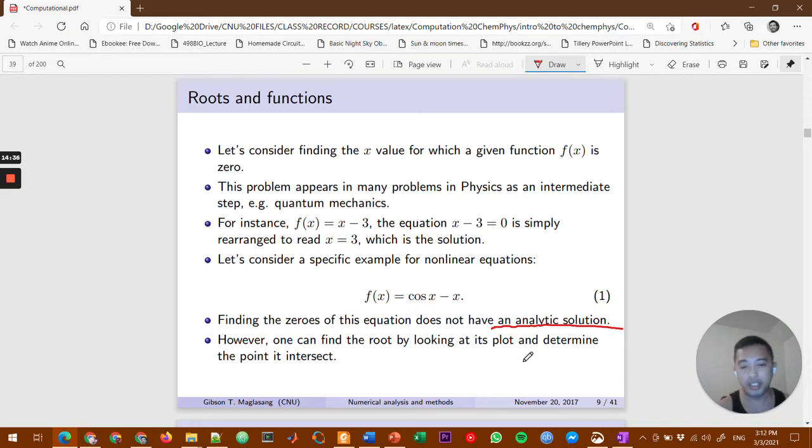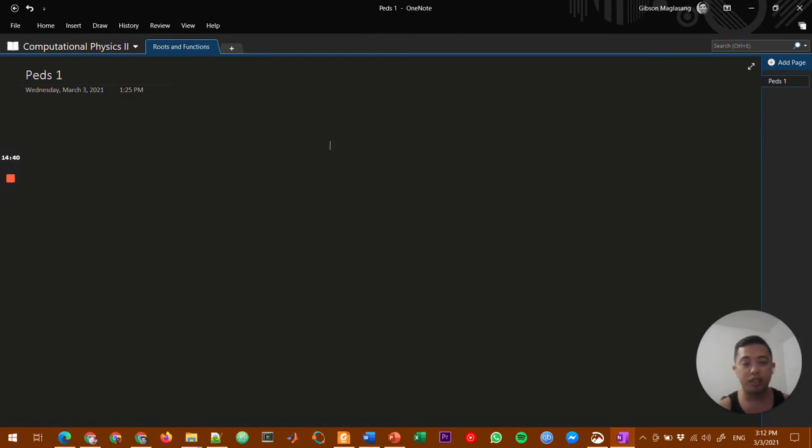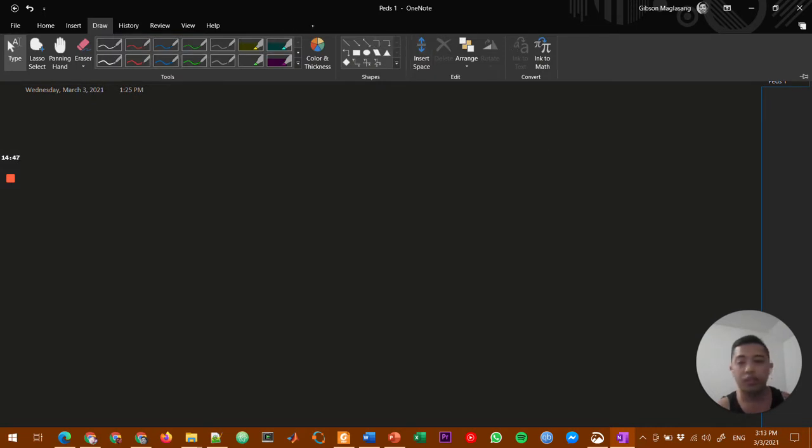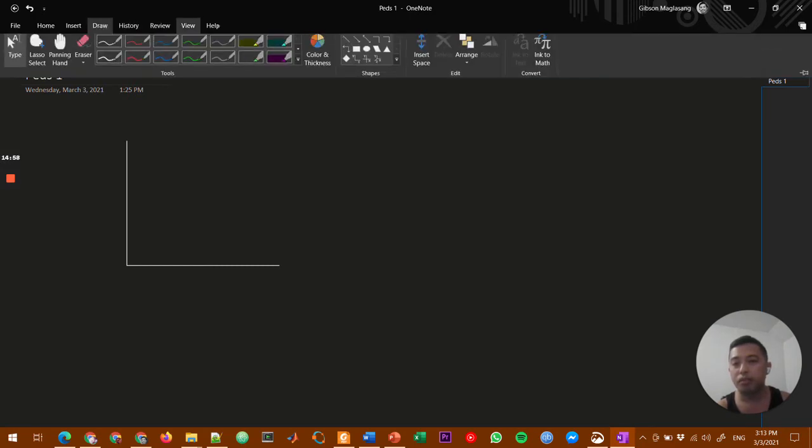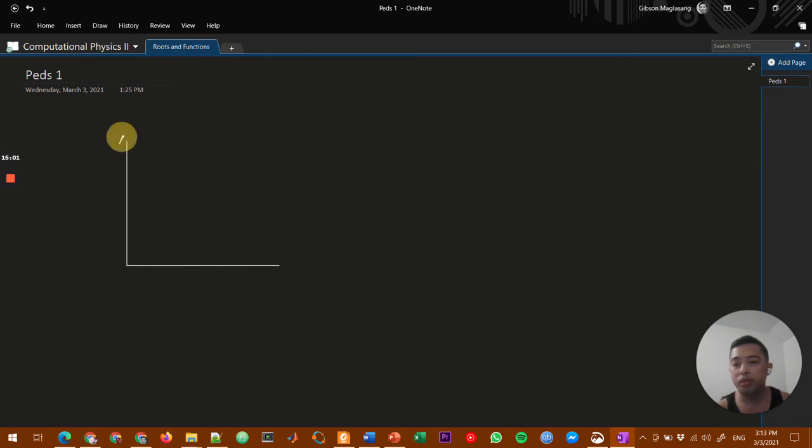Interesting. So let's draw it. Okay, this is your x-axis and your y-axis. So you should draw it. Let's say, going back to this f of x, we have cosine x minus x equals 0. If you rearrange it, you transpose the negative x to the right-hand side of the equation, and you have cosine x equals x.